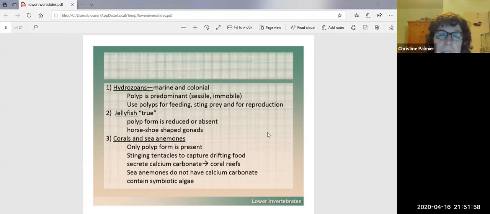Corals and sea anemones, only the polyp form is present. Okay, you haven't really seen corals move. They do have stinging tentacles to capture their food, okay, but they don't move, so they have to grab it as it floats by. They have calcium carbonate like the red algae, coralline algae do, and that protects them from predation. No one wants to eat something that hard. Sea anemones do not have the calcium carbonate. They're the softer version of the coral, and they contain, like the Hydra, symbiotic algae.